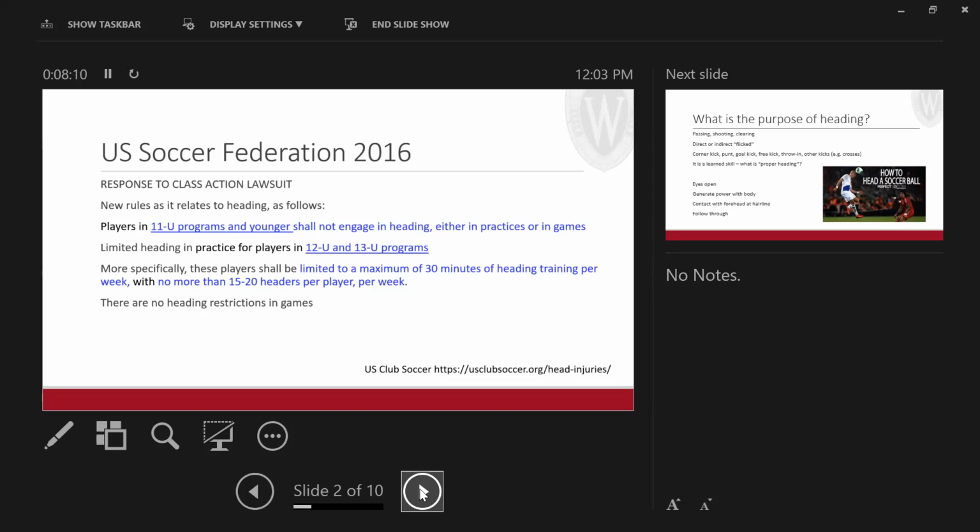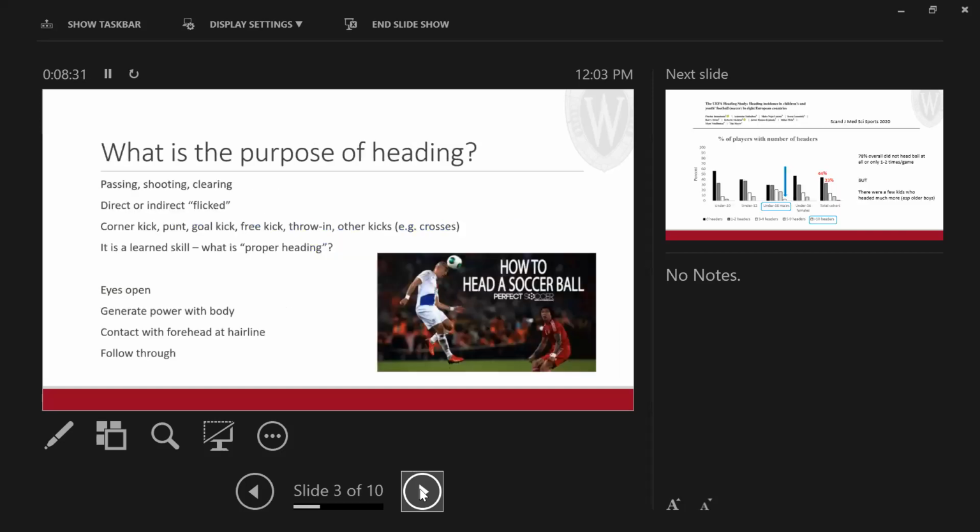And I think this was largely reactionary. I don't know that there's a whole lot of data to support how concerned we should be about the effects of youth soccer heading. But legal things like this drive change, whether you think they're data driven or not, as we are all aware in the sports world. But what is the purpose of heading?